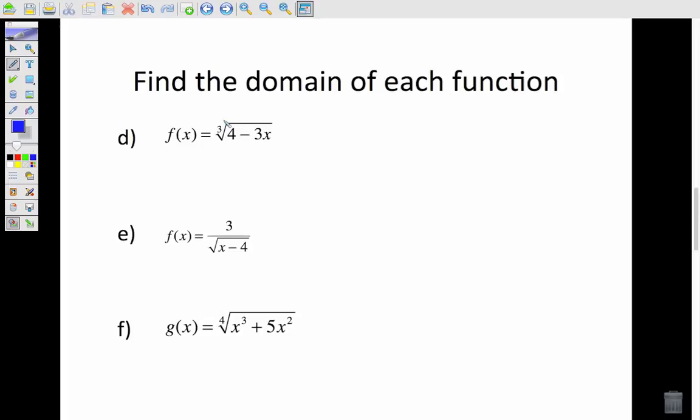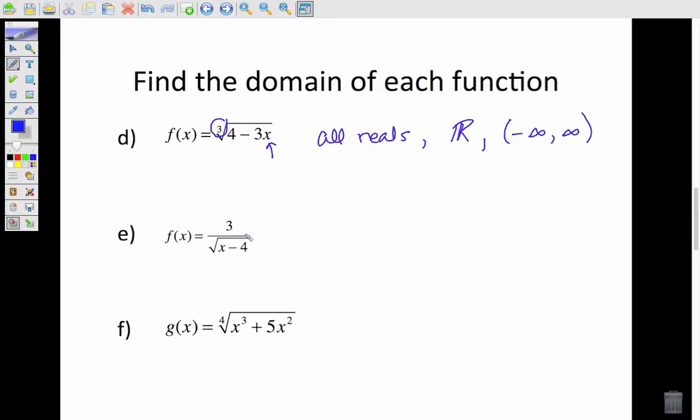All right, let's look at our other examples here. Letter D. So this is a 3rd root. Well, you can take the 3rd root of anything, positive numbers or negative numbers. So it wouldn't matter what I put in for this x. All reals. You may have seen this symbol as well, a double-barred R, and negative infinity to positive infinity. See that there's 3 ways that you might see the domain being listed.